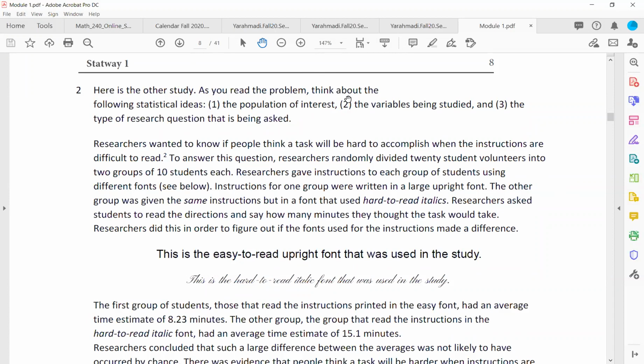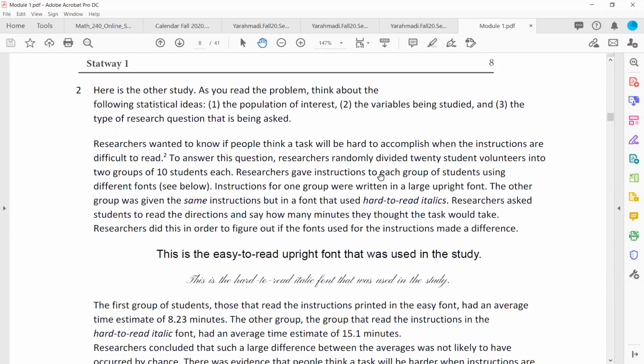As you read the problem, think about the following statistical ideas. First of all, the population of interest. The second, the variables being studied. And finally, the type of research question that is being asked. Researchers wanted to know if people think a task will be hard to accomplish when the instructions are difficult to read. To answer this question, researchers randomly divided 20 student volunteers into two groups of 10 students each.